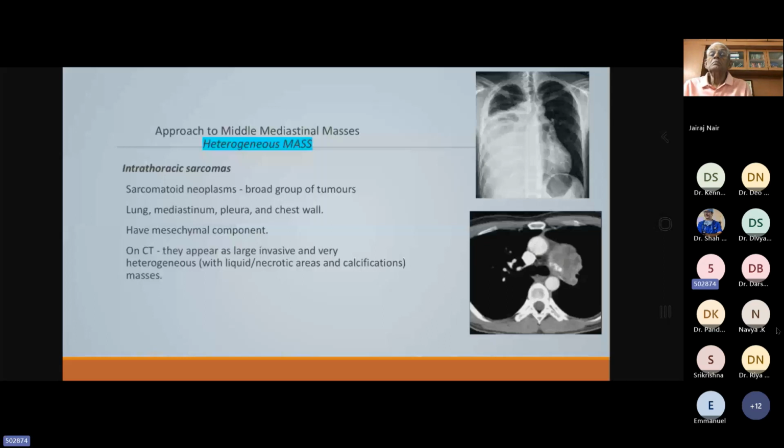Intrathoracic sarcomas. Sarcomatoid neoplasms are a broad group of tumors. They include the lung, mediastinum, pleura, and the chest wall, having a mesenchymal component. On CT, they appear as large, invasive, and very heterogeneous with liquid necrotic areas and calcified masses.